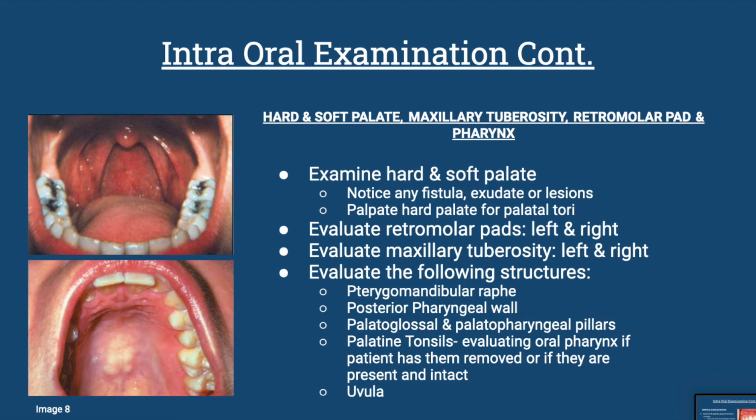Examine the pterygomandibular raphe, posterior pharyngeal wall, palatoglossal and palatopharyngeal pillar, palatine tonsils if they are present, and the uvula.